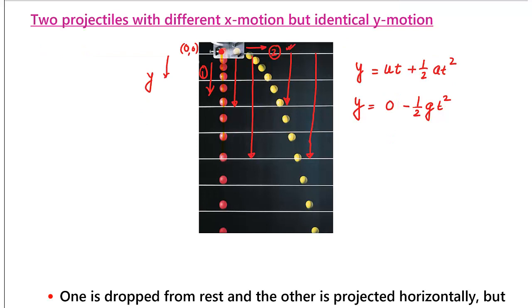So even though in this case the x motion is different, one ball has fallen at this position, one ball has fallen at this position, but the y motion is identical. Both balls are traveling an equal amount of distance in an equal amount of time. In this case, since there is no y velocity for the second ball and the first ball, both balls are simply falling under gravity, and both will follow the same equation, and we can calculate the y distance for both balls.